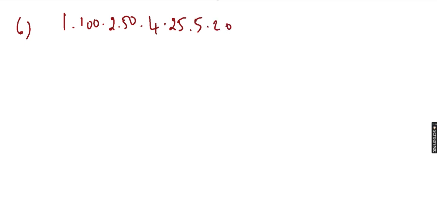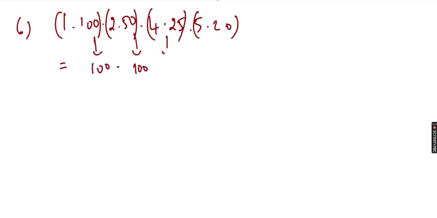Fine. Now let's go with another question. 1 into 100, 2 into 50, 4 into 25, 5 into 20. So when you look into this problem, immediately you can group all this, right? The reason is because 1 into 100 is 100, 50 into 2 is 100 again, 25 into 4 is 100, 5 into 20 is 100 again.